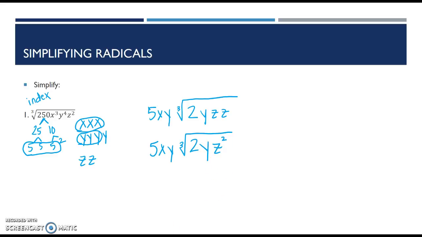Remember, once you break down and once you make your factor tree branch off from a number, I no longer use that number. So I'm not going to use 25 because I broke that down into 5 times 5.